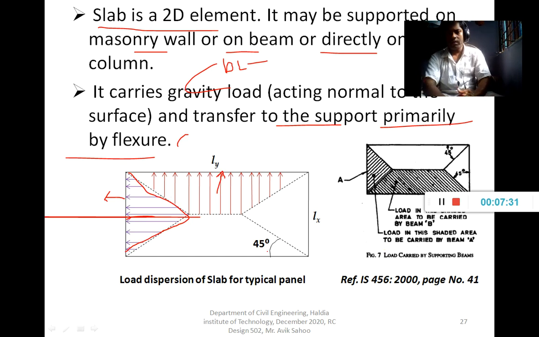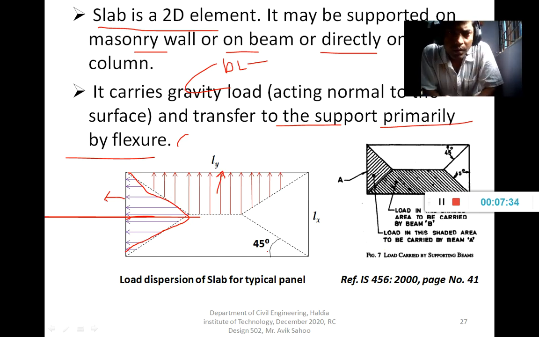So you see that if the panel is rectangle, then the triangular load distribution and trapezoidal load distribution take place. The trapezoidal load is taken up by the longer beam, whereas this triangular load is carried by this beam. This much of load is transferred to this beam, whereas this trapezoidal load is taken up by the longer beam, and this triangular load is taken up by the shorter beam.